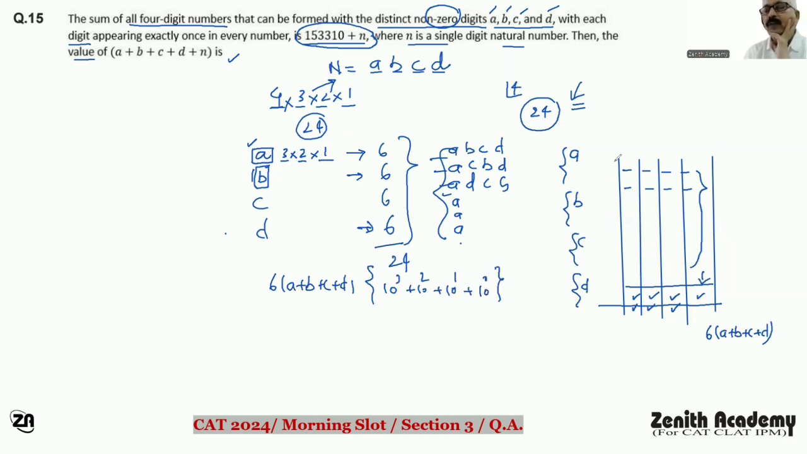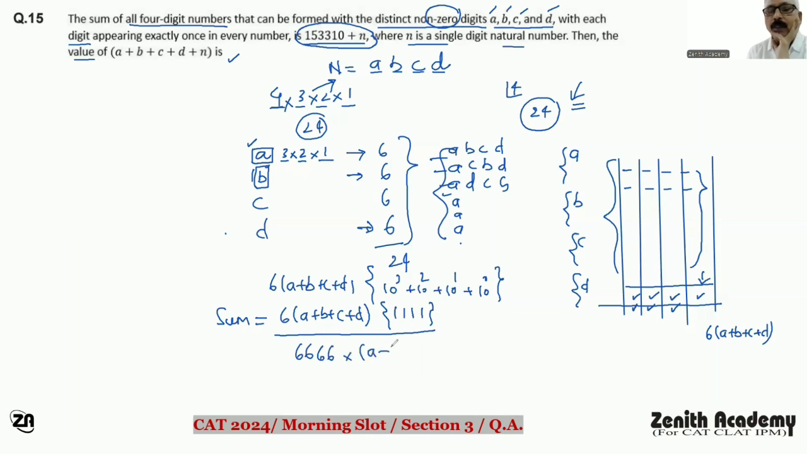Right? The sum of all of these will be 6A plus B plus C plus D, and here 1,110 is this, 1,101. Correct. So the sum of the 24 numbers will be in this shape: 6,666 into A plus B plus C plus D, right?